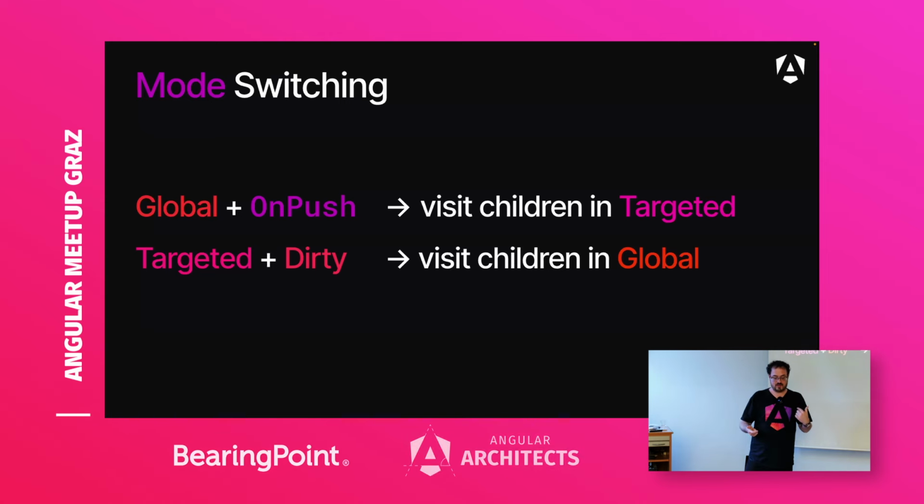So this flip-flopping allows us to prune away the parts of the tree that have nothing dirty in them, but still allow us to visit child components that are hidden behind on-push parents. So it's a bit complex. Let's look at a couple of examples here.